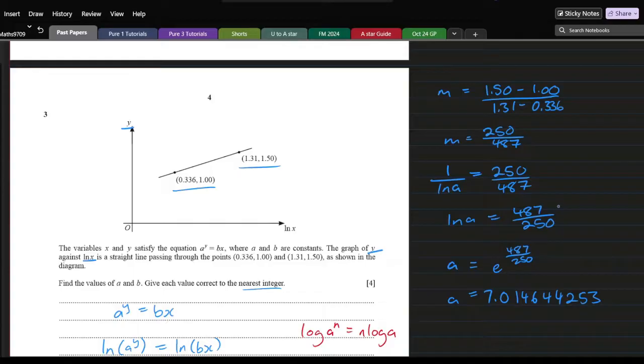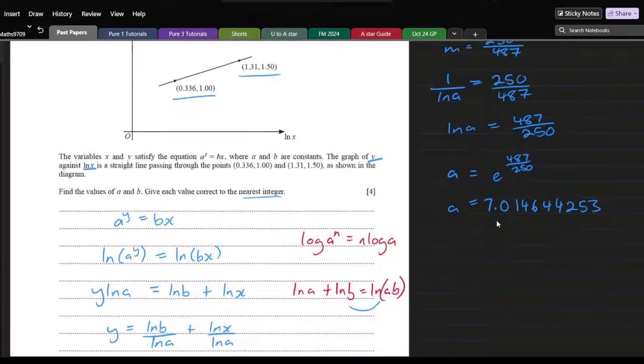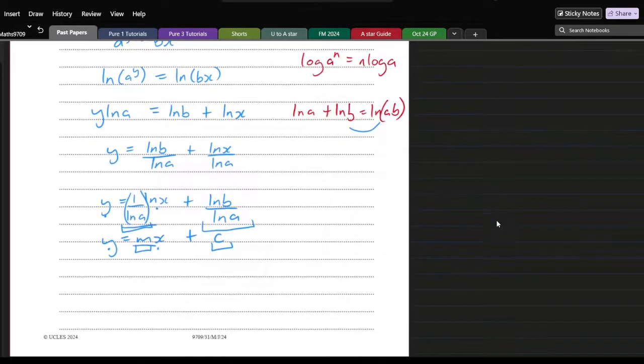And then we also need to find b. We can get b from the y-intercept, right?